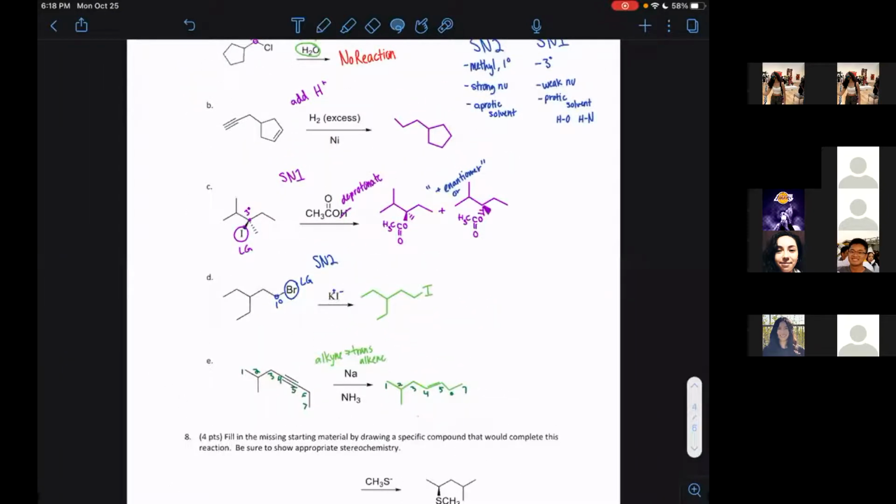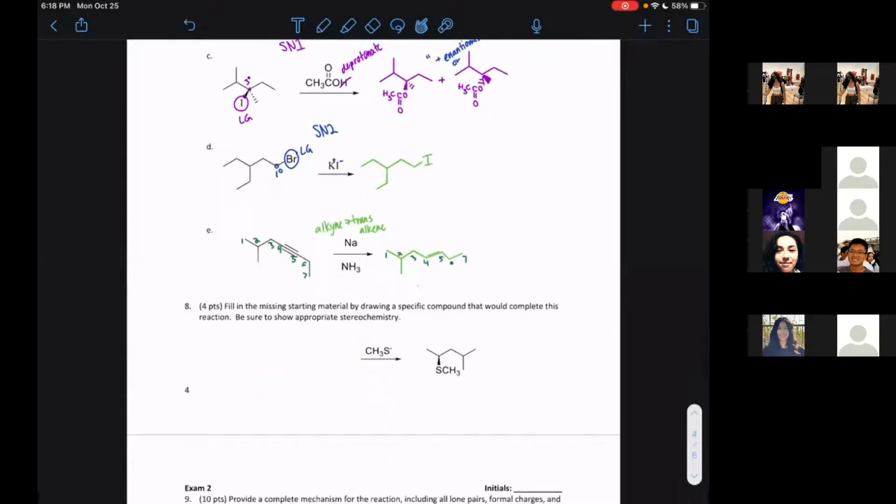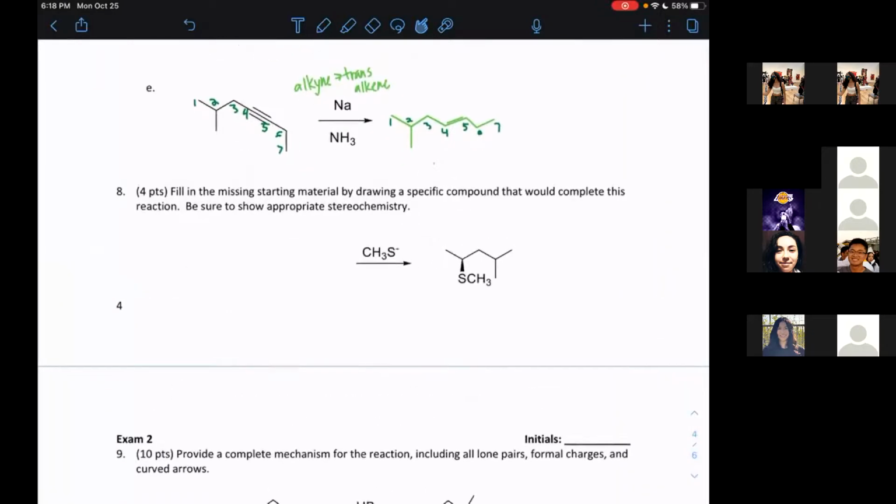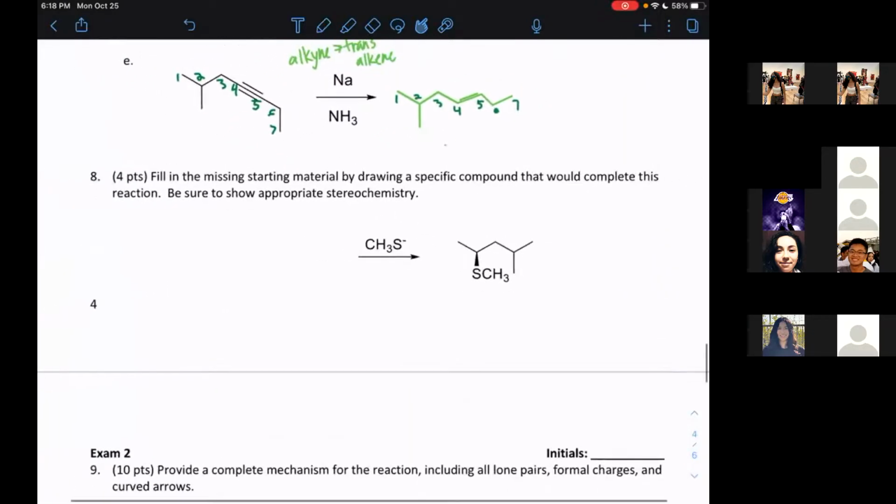So I think we're all good on that one, unless anyone has any questions. Cool. So 8, fill in the missing starting material by drawing whatever the compound.